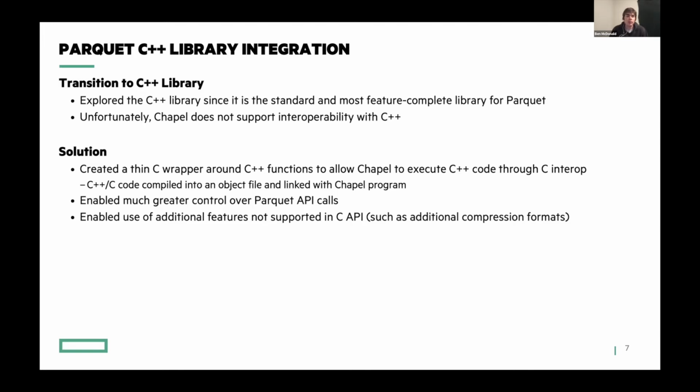And so once we were able to fit this C++ code in with our Chapel code, we had much greater control over our Parquet API calls, just a library with much wider support, essentially. And we also had additional features that weren't supported in the C API, such as additional compression formats and a number of other features as well.